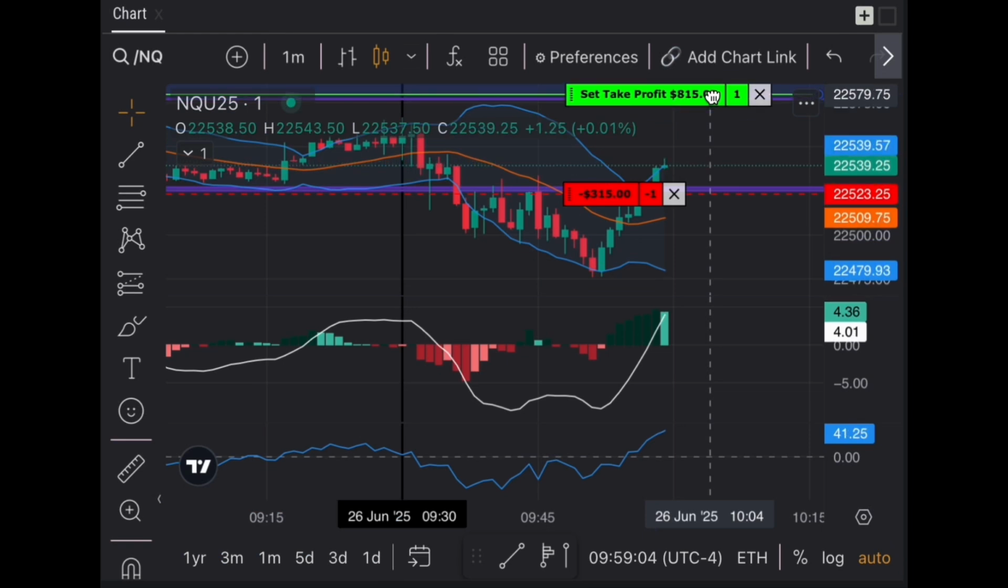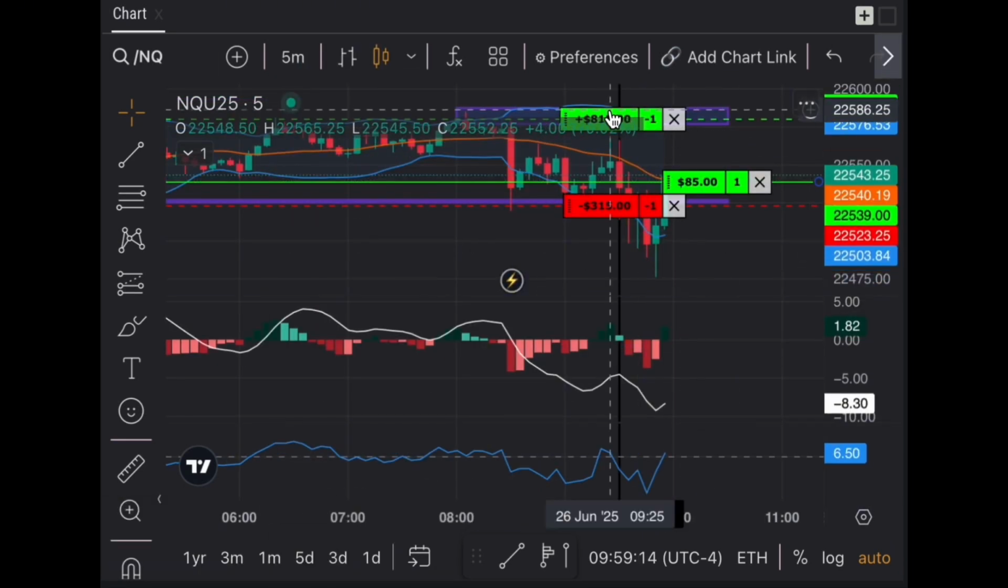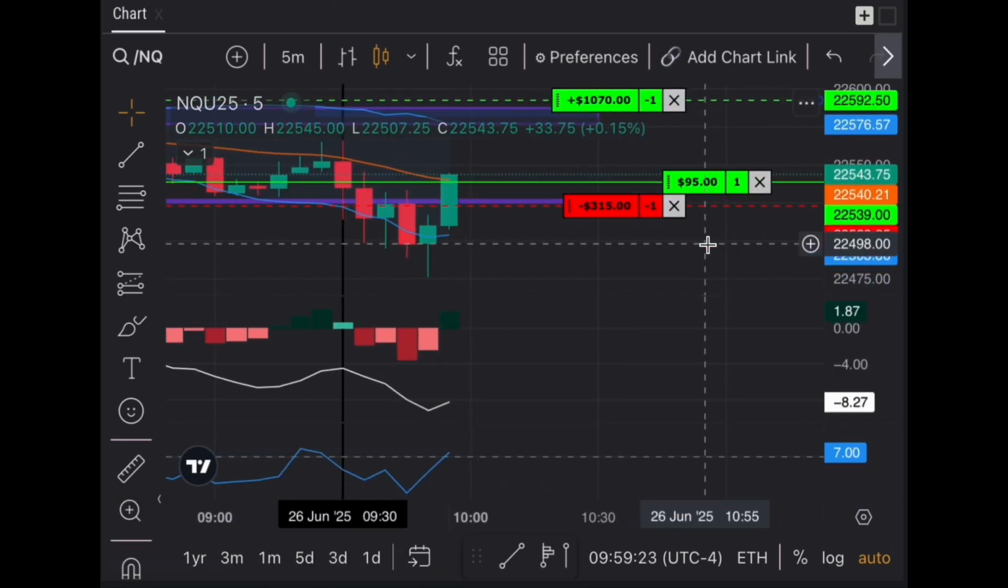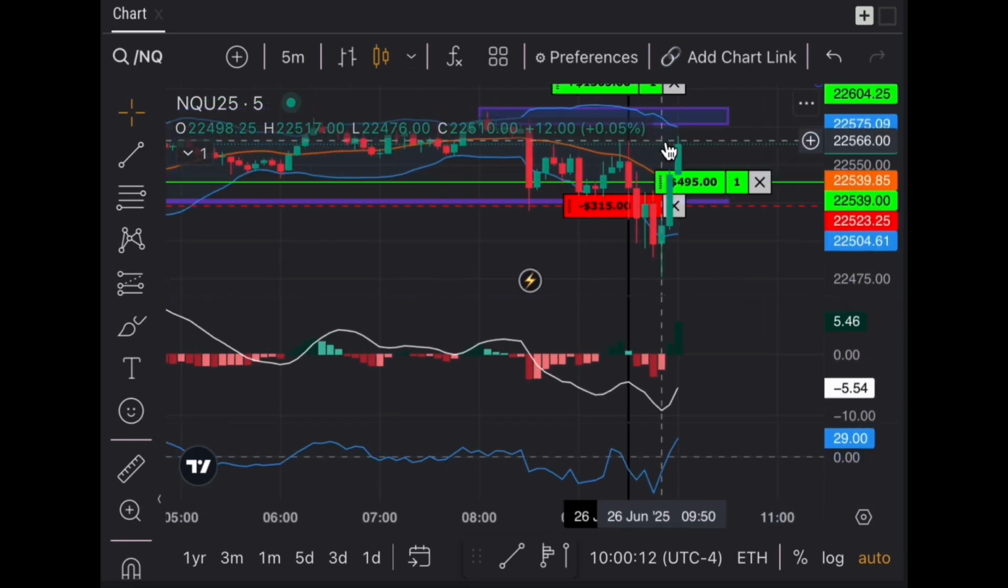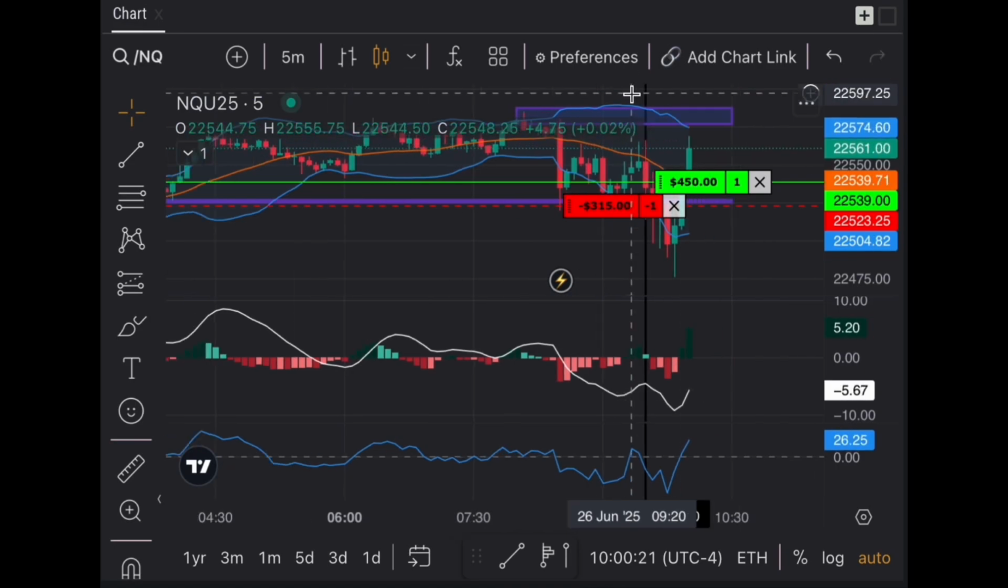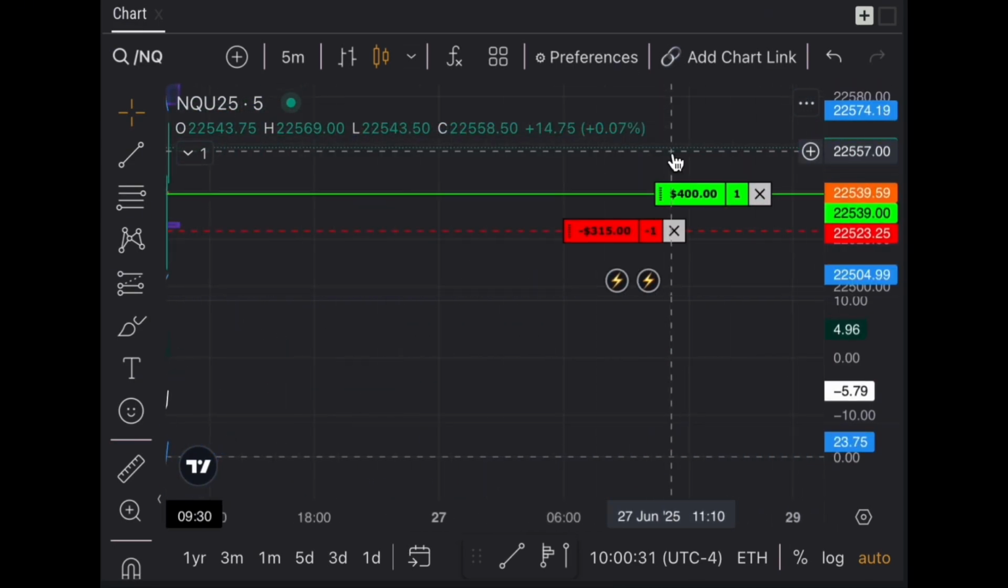So right here, this is when I entered. I saw the curve on the signal line right there, the V shape on the signal line, and I saw the momentum rising, and I knew that was my entry. I set my take profit at 1,070 and put my stop loss at 315.